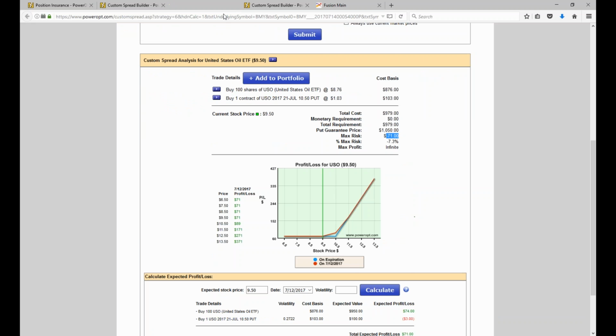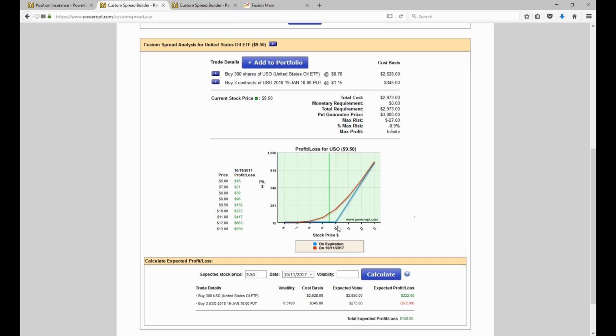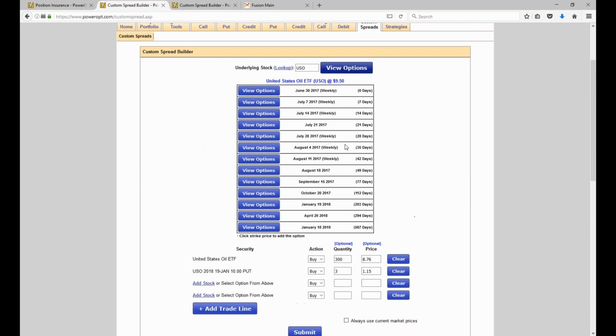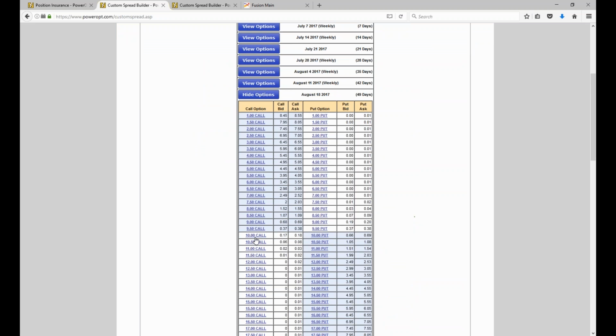I'm sorry, that's the wrong one. I'm sorry, here we go. With no risk to the downside, guaranteed profit no matter what happens between now and January, and you can still realize further upside. Not great premiums, but maybe every 45 or 60 days, standard August expiration, maybe we can get 20 cents.